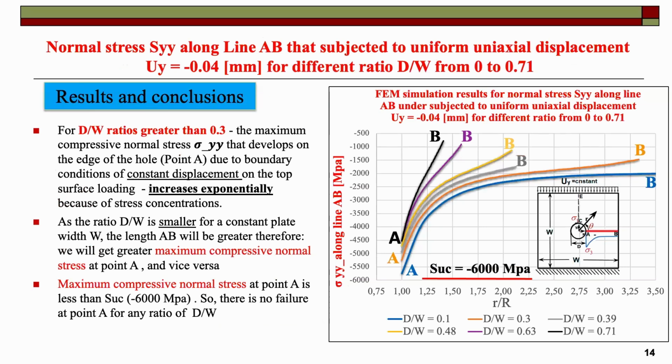So we see the stresses along the horizontal symmetrical line AB, and we see that as the ratio d over w is smaller for constant plate width W, the length AB will be greater, therefore we'll get maximum compressive normal stress at the point A, and vice versa.